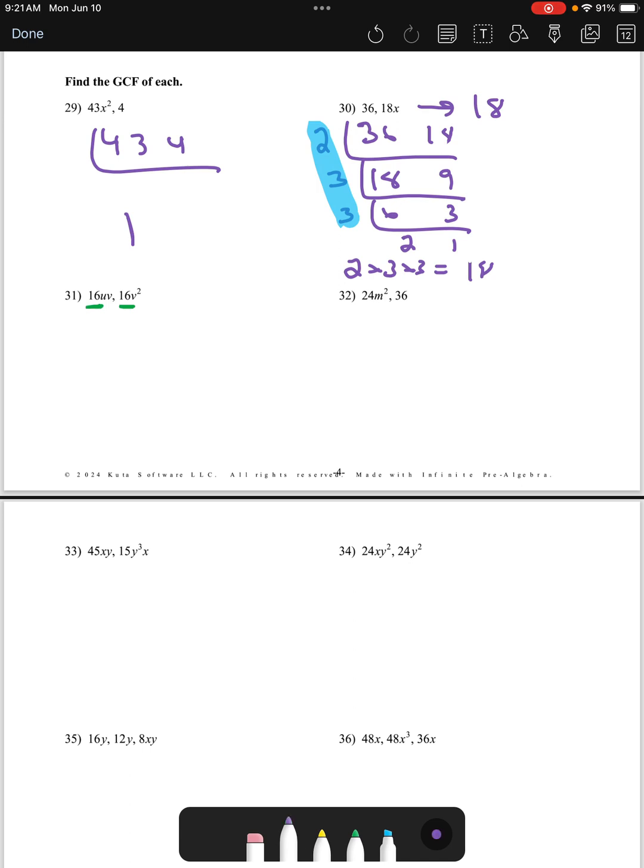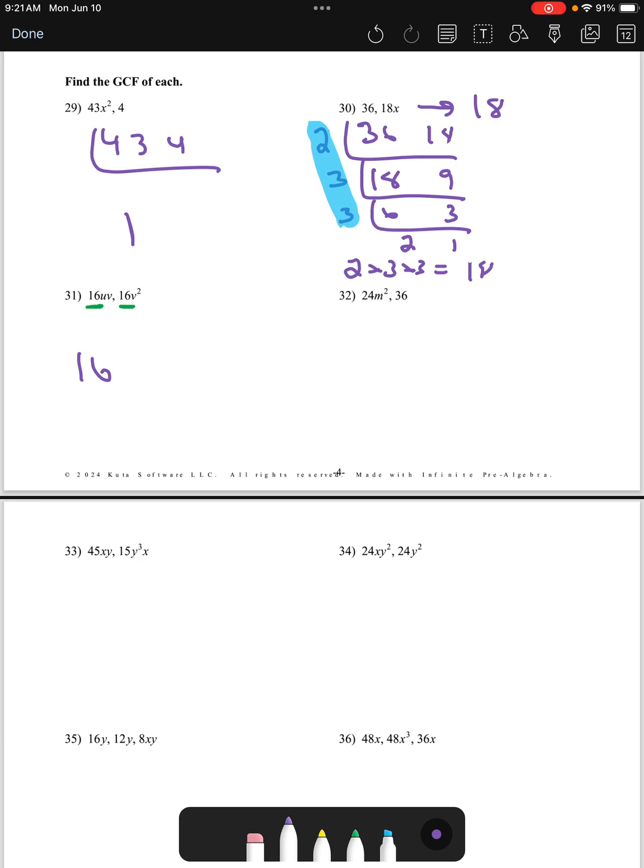Number 31. Now let's save ourselves a little bit of effort here. Look at both of these. They both have the number part identical. So they both have a 16 for sure. Now variables. The first 16 has a u and a v. The second 16 has v to the second power. Do they both have a u? No. Do they both have a v? Yes.